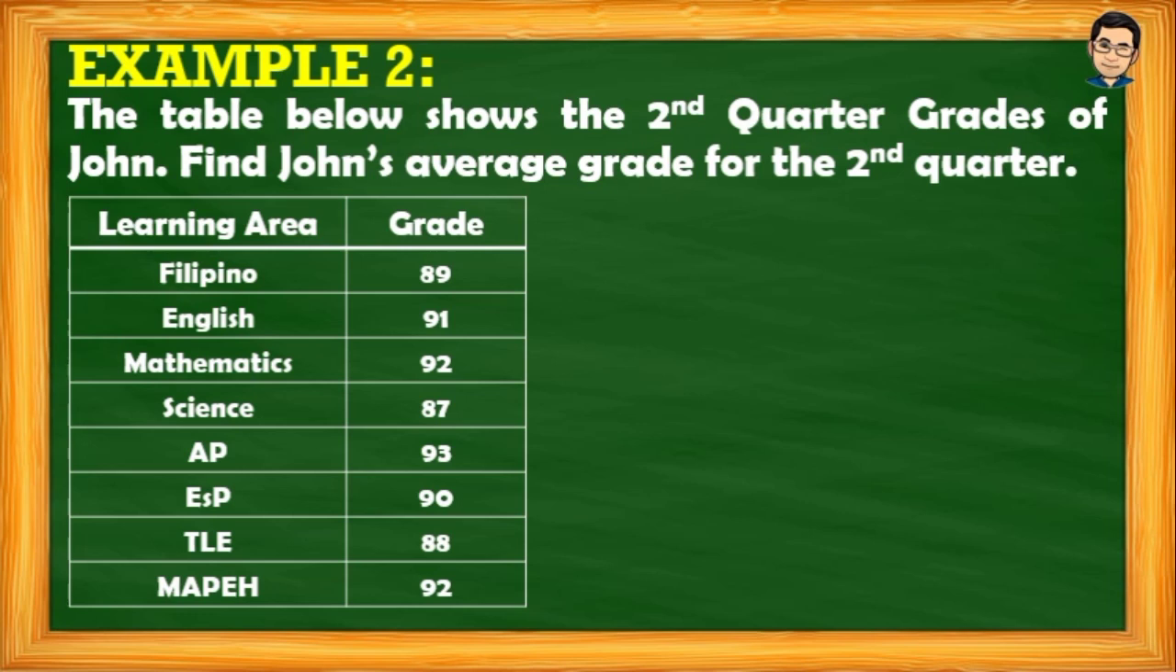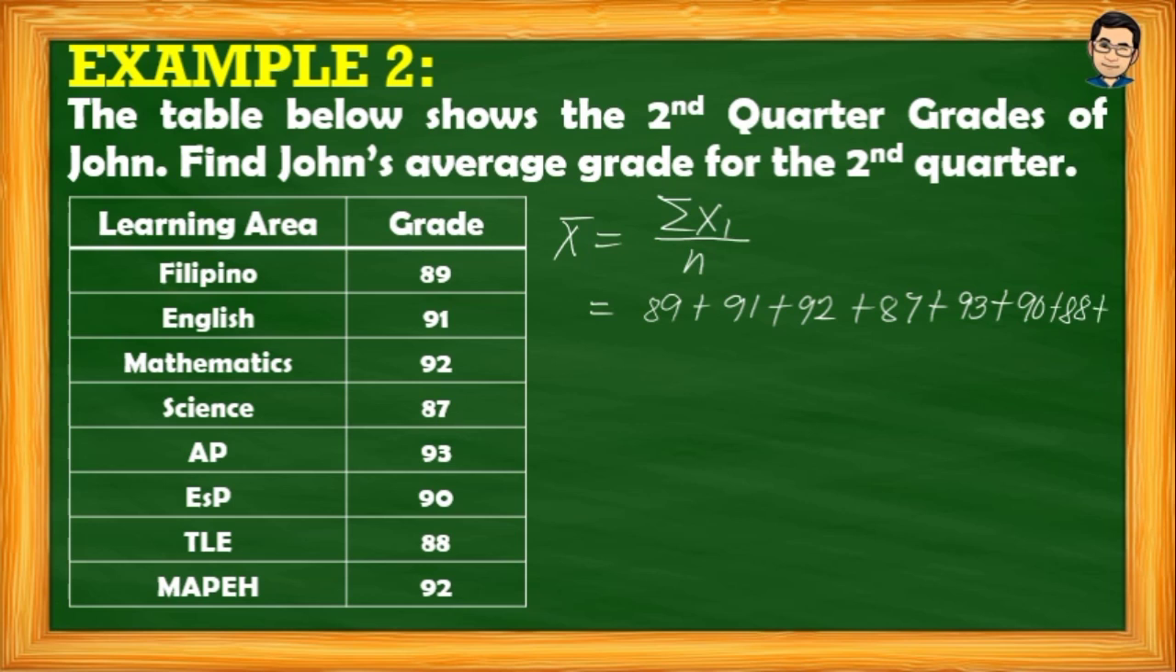Para makuha natin yung average grade, yung mean grade, ganun pa rin naman yung ginawa nating process kanina. I-add lang natin yung mga grades ni John from Filipino up to MAPE, and then i-divide natin sa N, which is 8 kasi 8 yung subjects niya. So 89 plus 91 plus 92 plus 87 plus 93 plus 90 plus 88 plus 92. And then i-divide lang po natin sa 8.